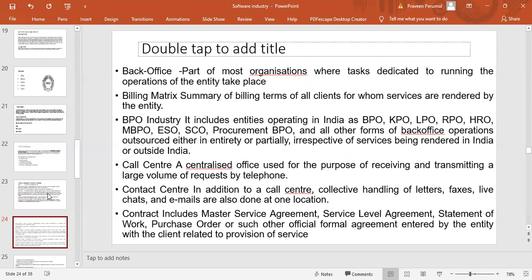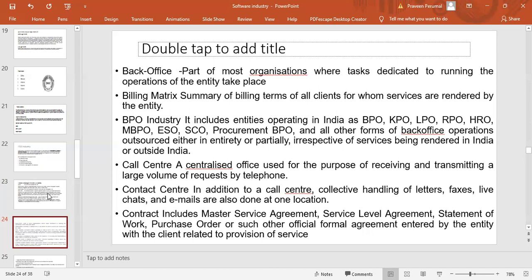Then we also have some more terms. Let's continue with it. Back office. It is part of most organizations where tasks dedicated to running the operation of the entity take place. Now remember, there are two types of office: back office and front office. Here we are dealing only with the back office operations. Then billing matrix. Summary of billing terms of all clients for whom services are rendered by the entity.